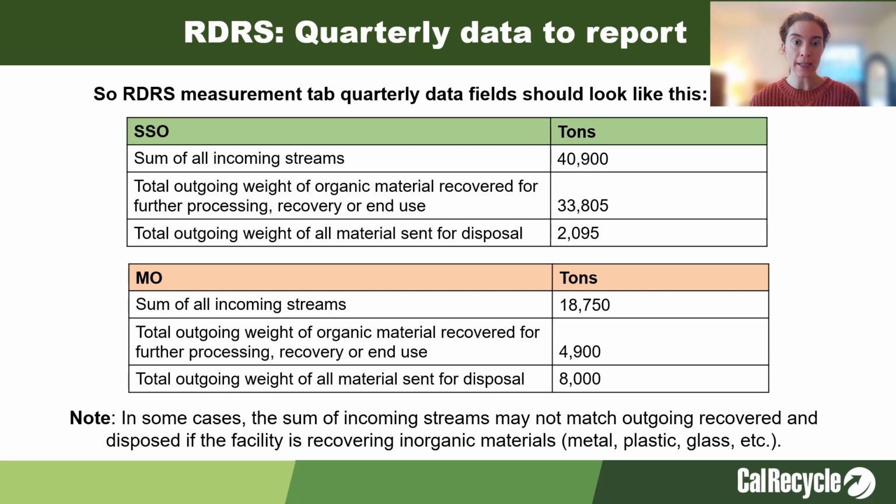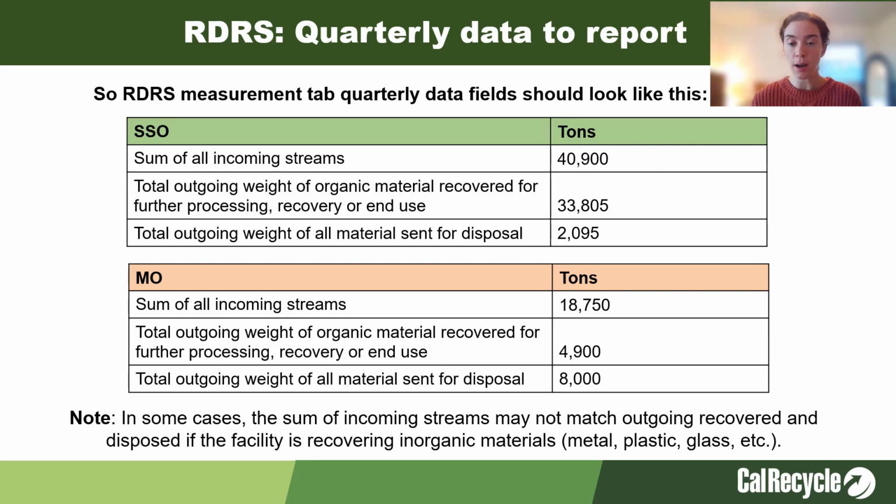Something to remember is that for both the SSO and MO, the sum of all incoming streams does not equal the total outgoing weight of organic material recovered plus the total outgoing weight of material sent for disposal. For example, these two numbers together are about 36,000 tons, whereas we reported 40,900 tons of incoming SSO.